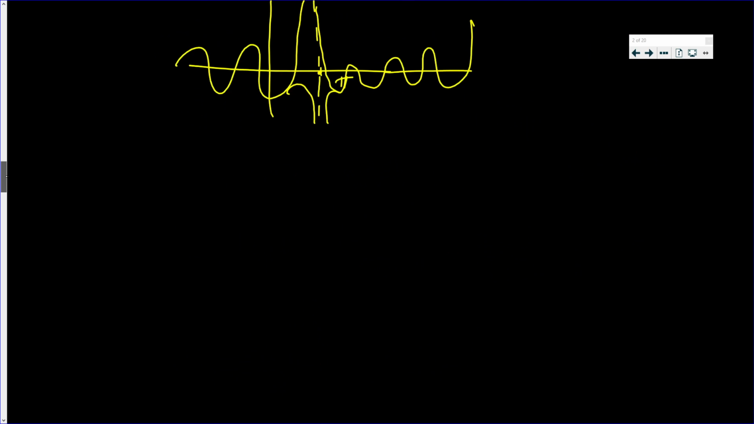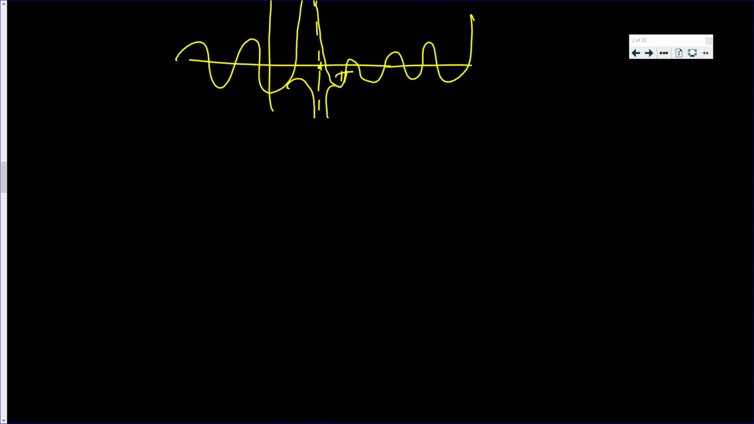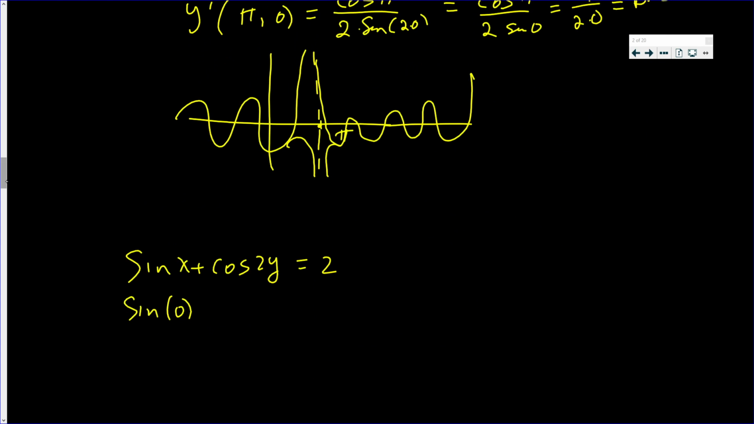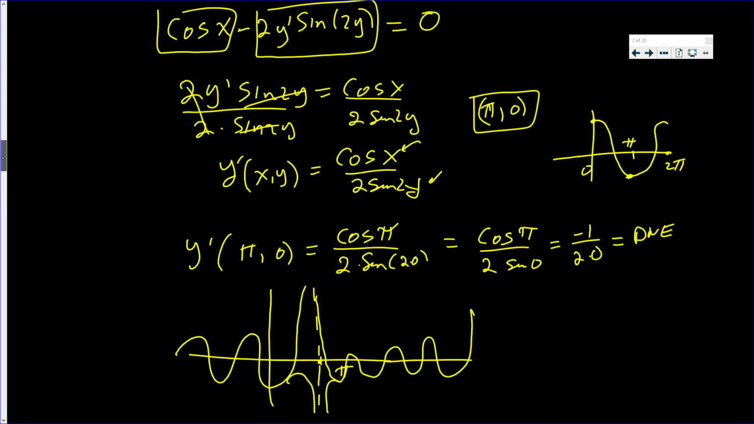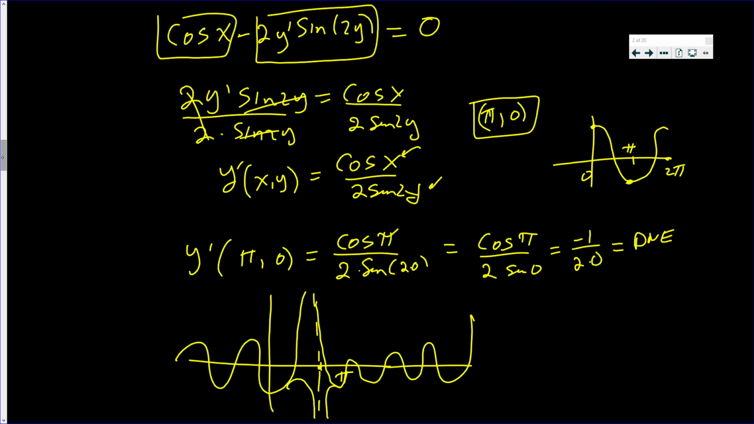Let us see if that is correct. The function was the sine of x plus cosine of twice y should equal 2. Well, the sine of 0, actually the sine of pi, plus the cosine of 2 times 0. Now, I want to see something, please. Very interesting.